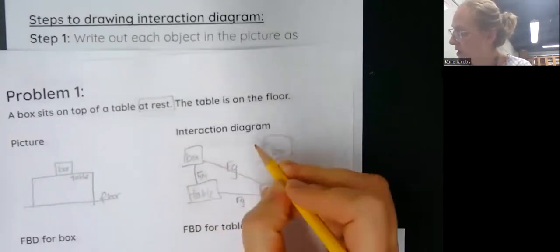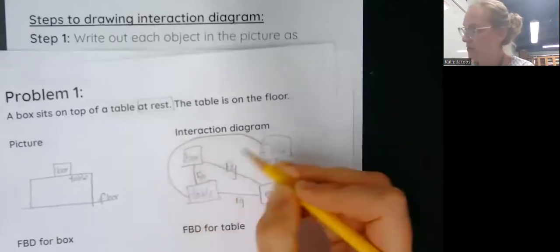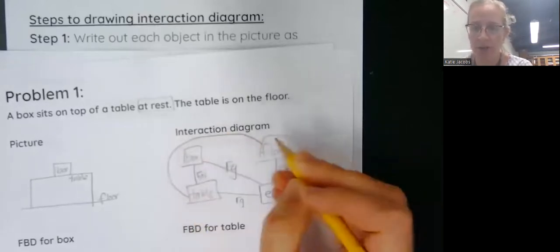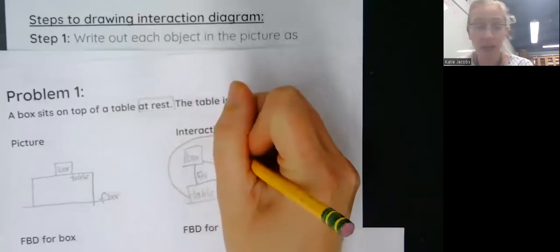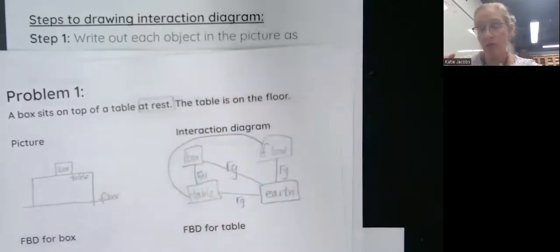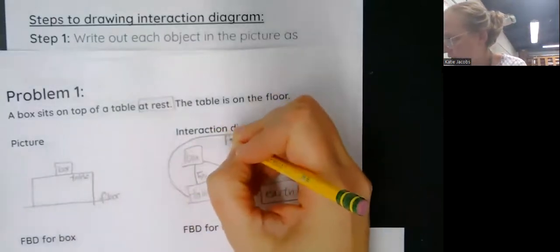The table, though, is touching the floor. So I'm going to draw a line around. Could go the other way, doesn't really matter, as long as I connect the table and the floor. And that's also a supporting force. The floor is supporting the table, and the table is pushing down on the floor. We also call that a normal force, Fn.